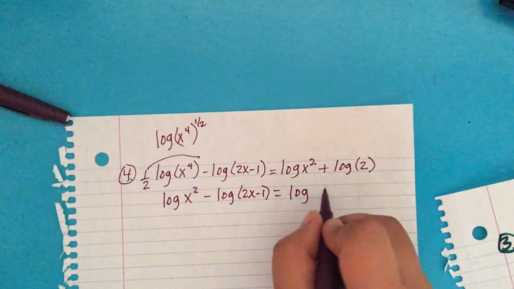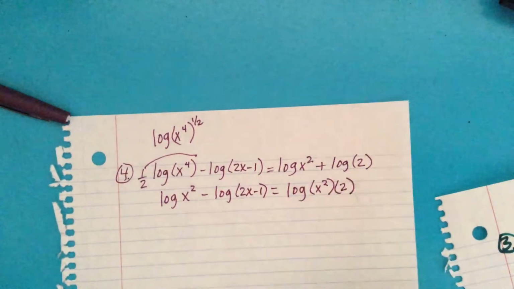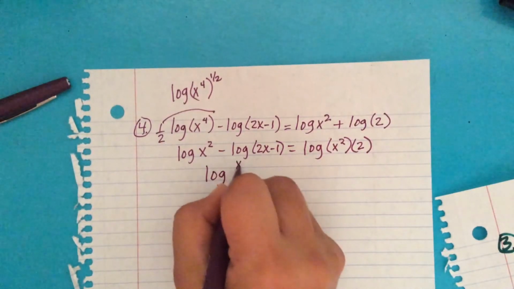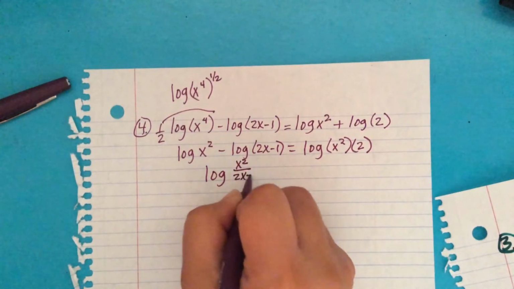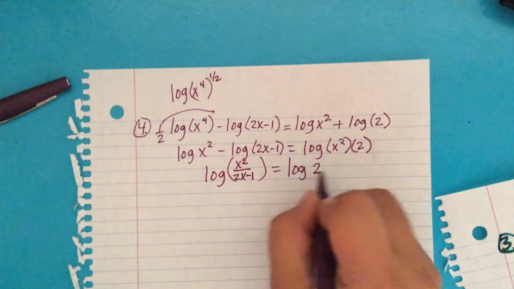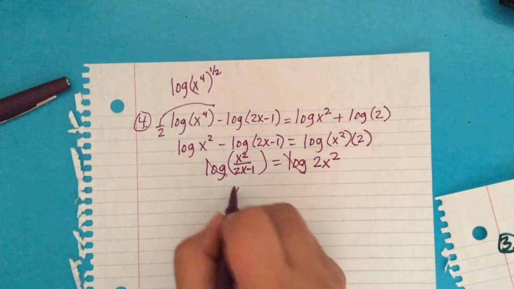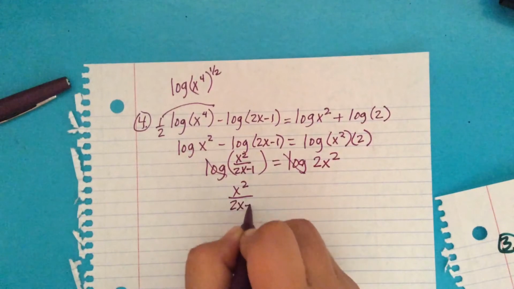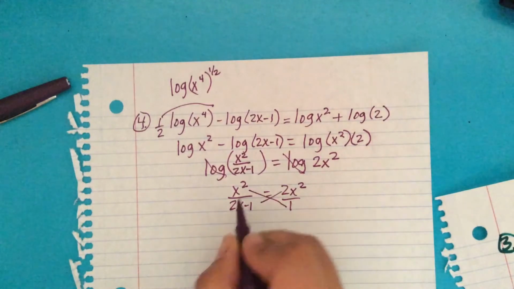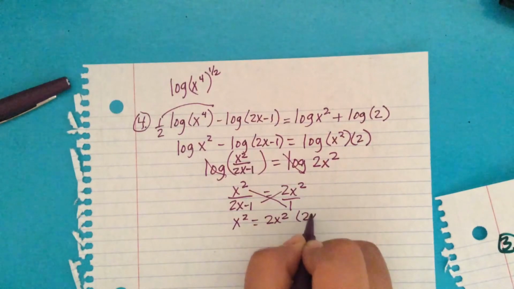And then this, we can already put it together. X squared plus means you multiply. So x squared times 2. Okay, subtract means you divide. So this is log of x squared over 2x minus 1. And that's log of 2x squared. Okay, so now we can get rid of the logarithm. So you have x squared over 2x minus 1 equals 2x squared. We'll put it over 1 so you can cross multiply. So that's x squared is equal to 2x squared times 2x minus 1.